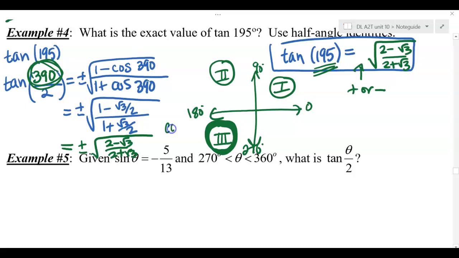In quadrant 3, the cosine value is negative, the sine value is negative, the tangent value is positive. So the tangent of 195, since 195 is an angle in the third quadrant, will be positive. So I'm not going to write a sign in front of this radical because it should be positive, and that is my answer. So I decided positive, not negative, based on the location of 195, since that was what this problem was really all about. Okay.